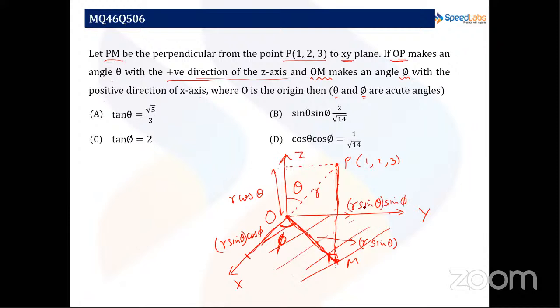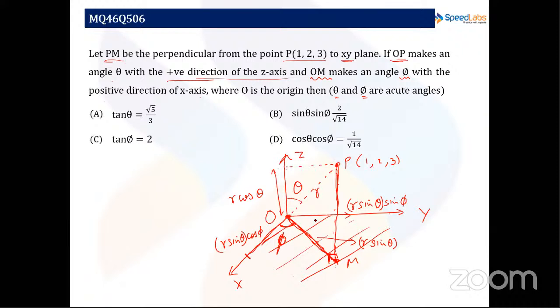Got it? Let's go through it one more time. See, we are having a point P. We have point O, we made O to P, and OP is making angle theta with the z axis, so we made its component r cos theta which will come on the z axis, and one component will be perpendicular to the z axis. Now what is perpendicular to the z axis? From plane concept we can see that the perpendicular to the z axis is xy plane, so the component along xy plane is r sin theta because it is perpendicular to z axis.